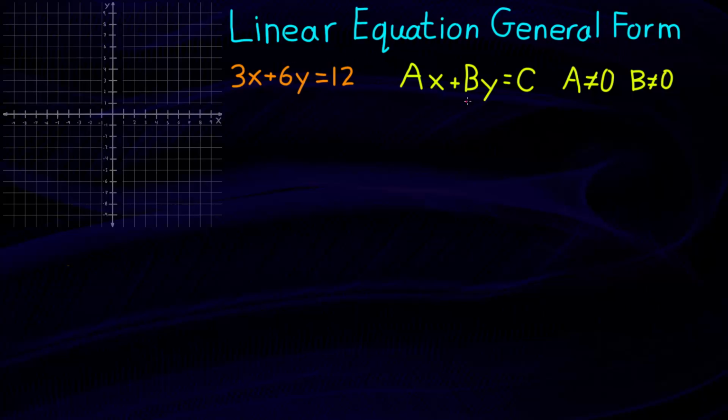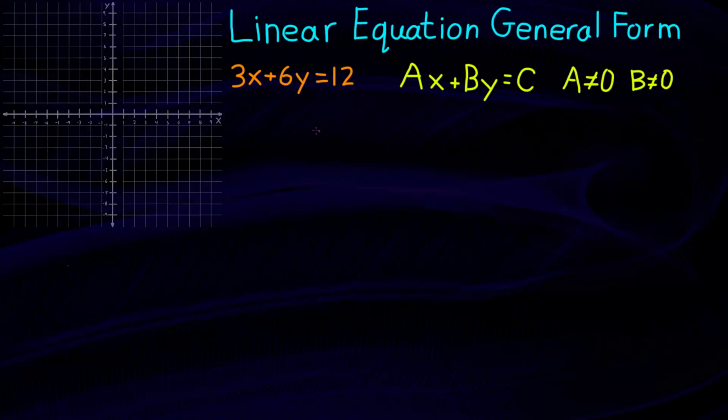In this video we're going to be going over linear equations in general form. A general form equation for a linear equation is ax plus by equals c, and it's important that a is not 0 and b is not 0. This is a little different from the other forms we've seen, point-slope form and slope-intercept form. We're just going over the general form here, which is ax plus by equals c.